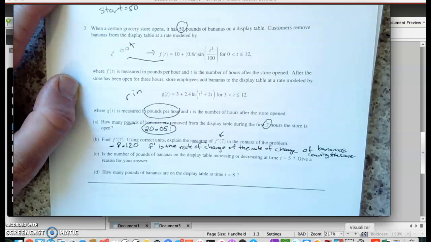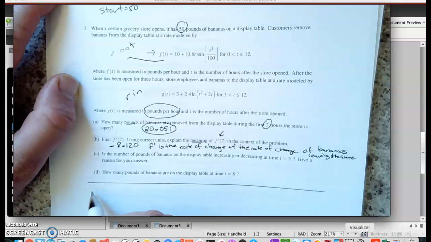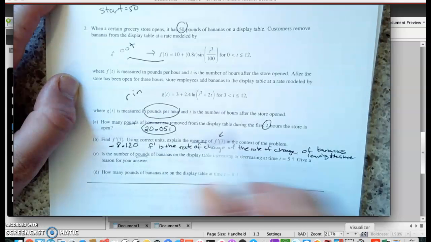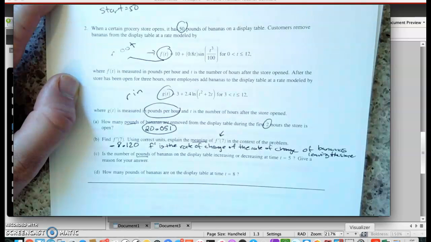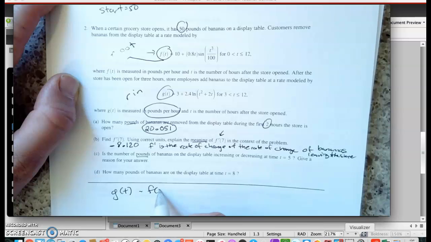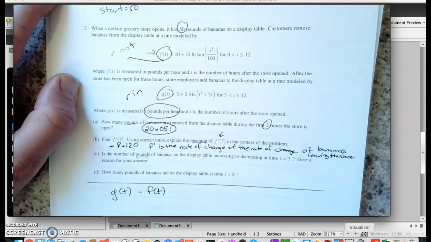Well, to find out if the number of bananas is increasing or decreasing, I have to look at the rate of change of bananas. The rate of change of bananas is G of T minus F of T. G of T is what's coming in, minus F of T is what's coming out. The words increasing or decreasing, I just look at the positive or negative nature of that. So I'm going to find G of 5, and I'm going to find F of 5.